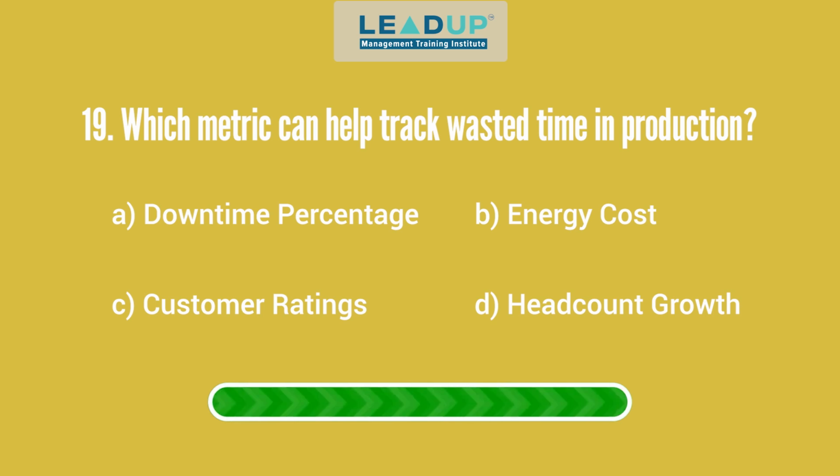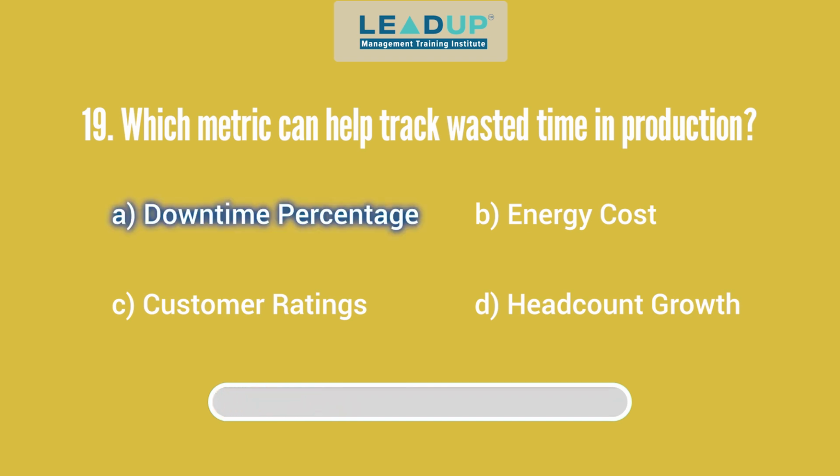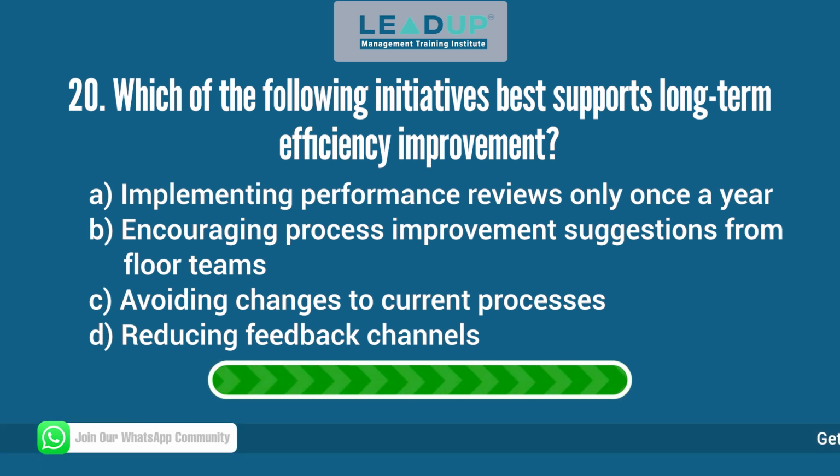Question 19. Which metric can help track wasted time in production? A. Downtime percentage. B. Energy cost. C. Customer ratings. And D. Headcount growth. Answer: downtime percentage.